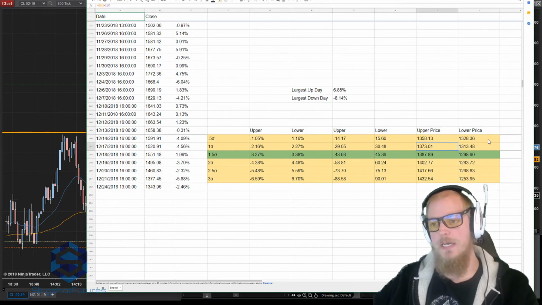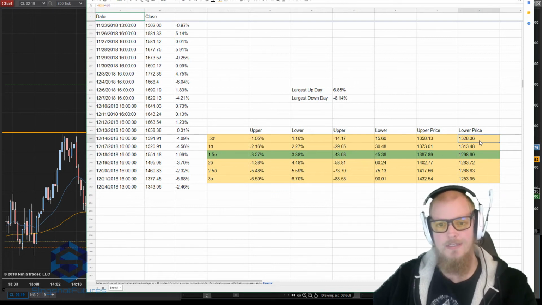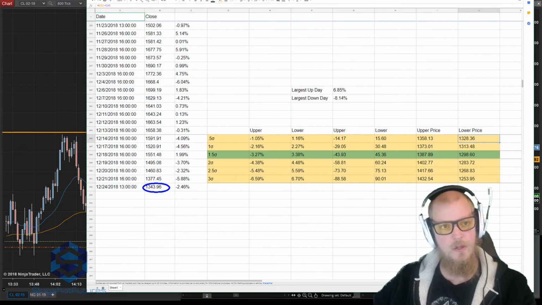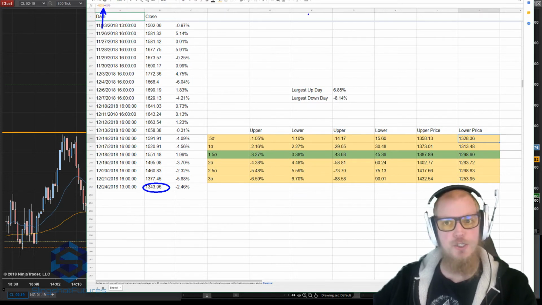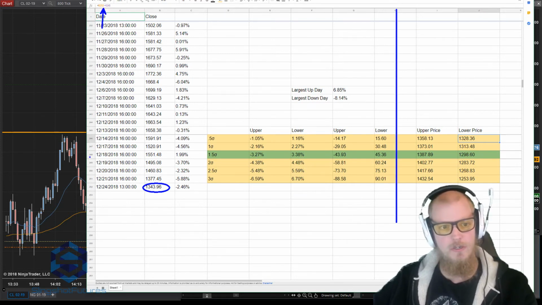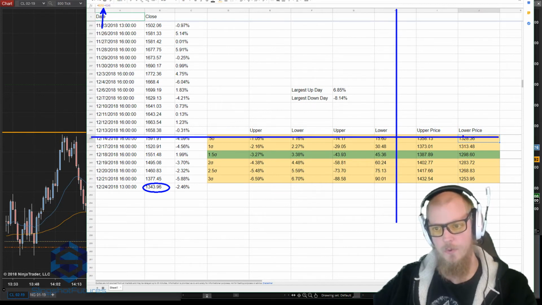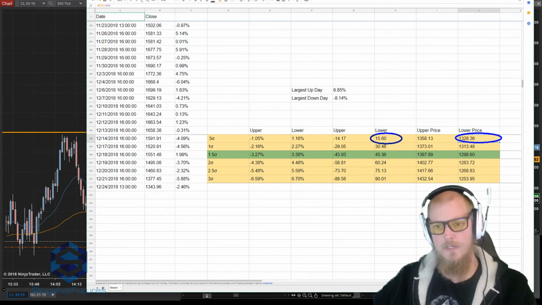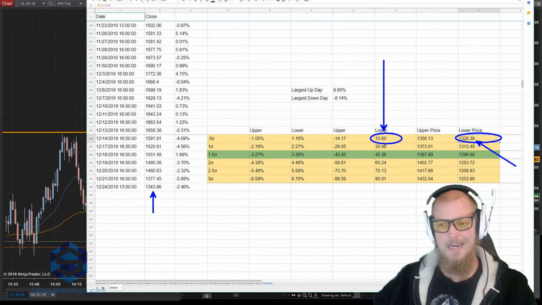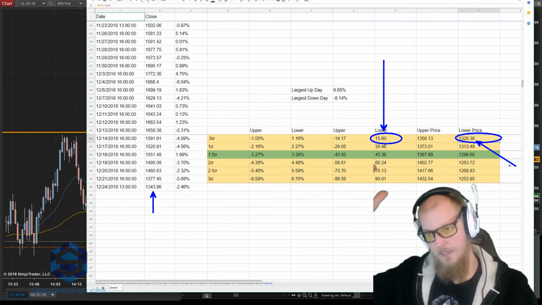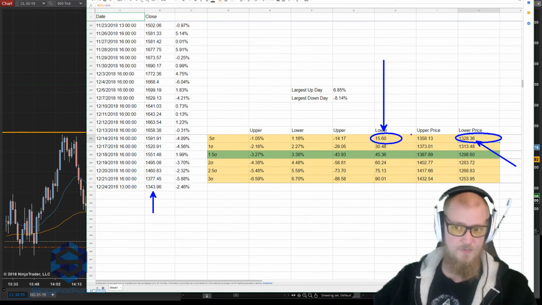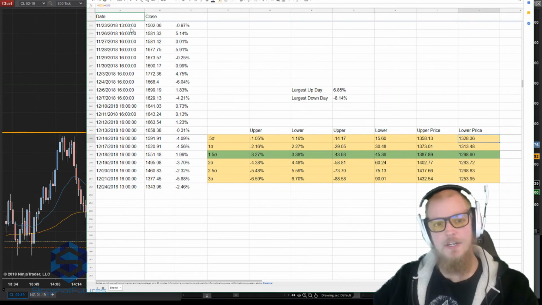For the lower price, it's a slightly different calculation, but all is essentially the same. We're just minusing it. So B252, again, the most recent closing price, minus H246, right? So we're referencing the lower price, and we're taking the lower price over here. So we're taking $1343.96 minus $15.60 equals $1328.36. It's the exact same calculation all the way down, just for different deviations. And that's all you got to do, right?